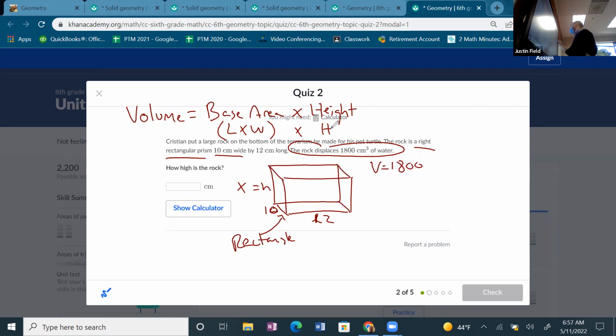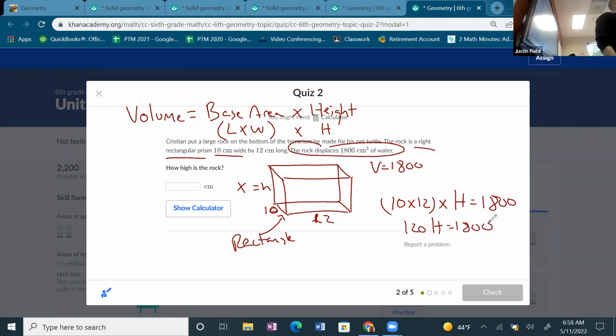So we are going to do length times width. We know 10 times 12, so the base area is there. The height is unknown, and the volume is 1800. So it's 120 h equals 1800. All right. 1800 divided by 120 is 15. So it's 15.